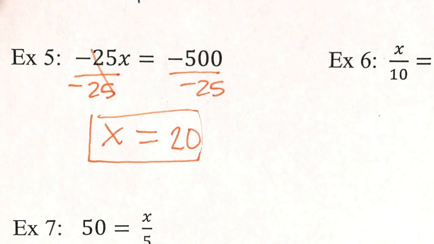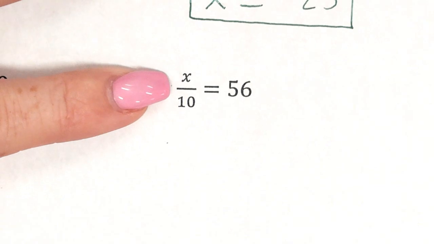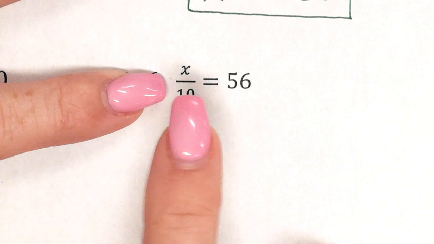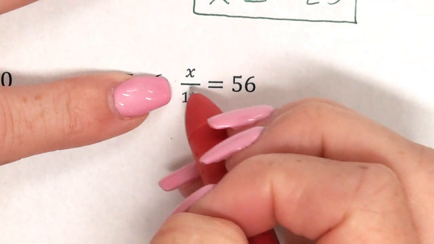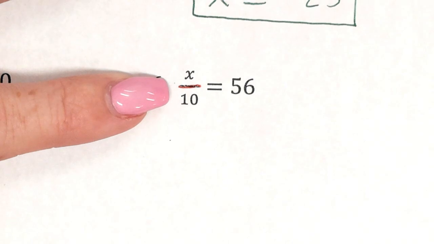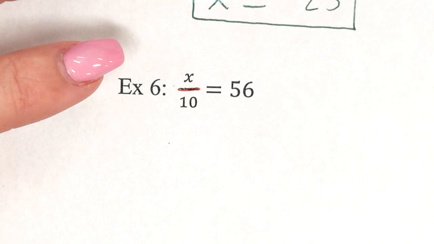Any questions on adding, subtracting, or multiplying? Now look at the next problem. What is your job? To get the x by itself. This x is attached to this 10, and what does this line right here mean? Division. What is the opposite of division? Multiplication. Now I'm going to show y'all why it works.